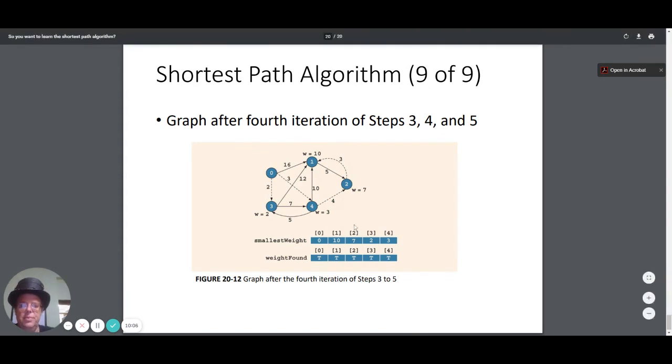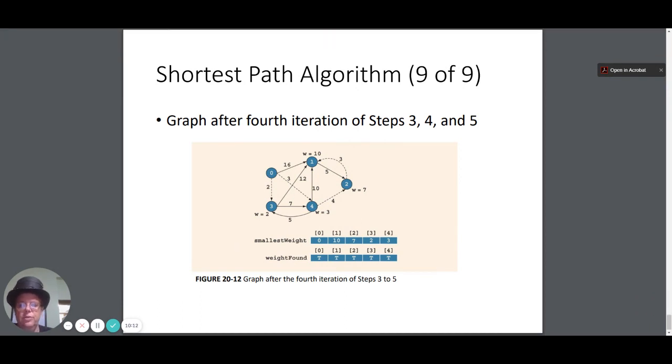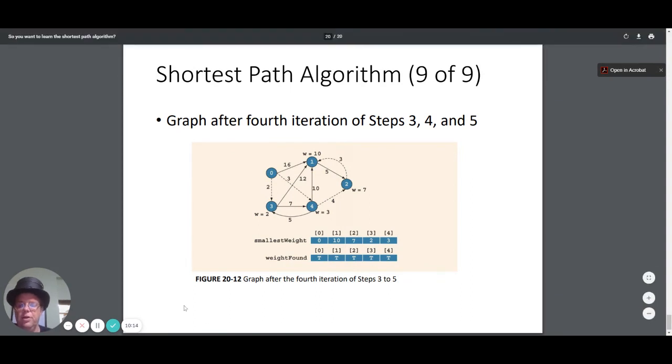And that wraps it up. Work through a couple of these examples. They're worth doing and worth knowing how to do the shortest path algorithm. It's a very common algorithm in computer science, and you'll be using it a lot.